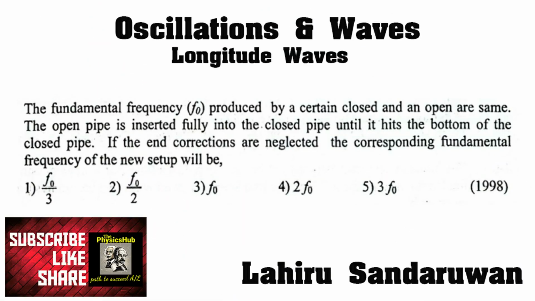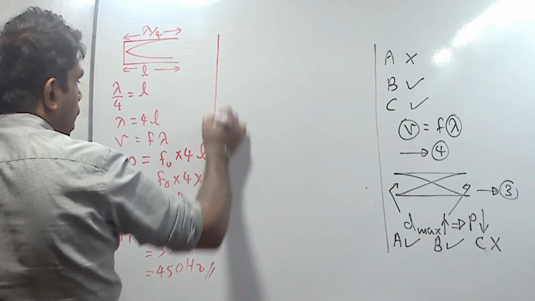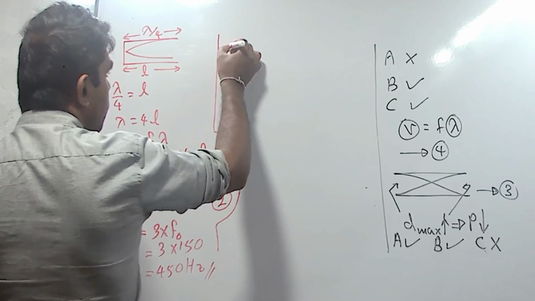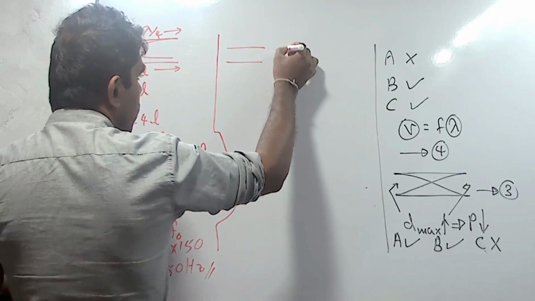The fundamental frequencies produced by a certain closed and open tube are the same. The open pipe is inserted fully into the closed pipe until it hits the bottom of the closed pipe. If end corrections are neglected, the corresponding fundamental frequency of the new setup will be. There are 2 pipes, open and closed.